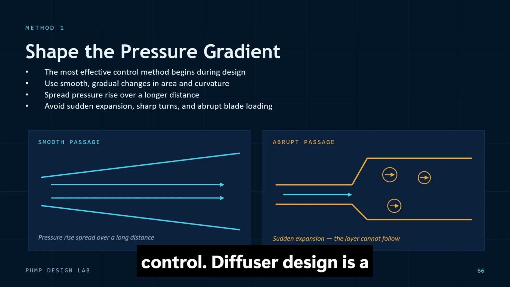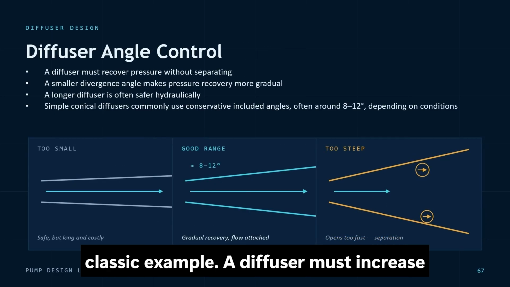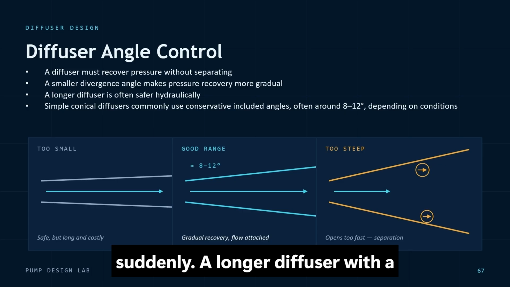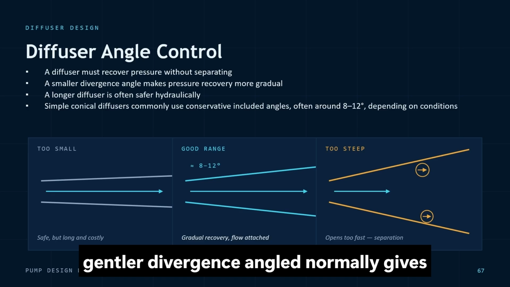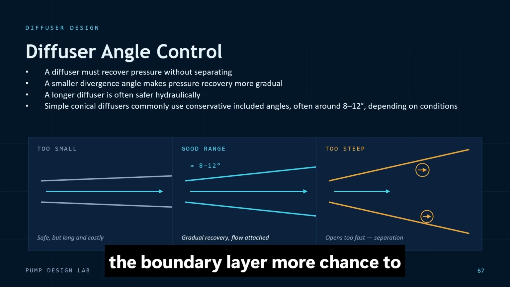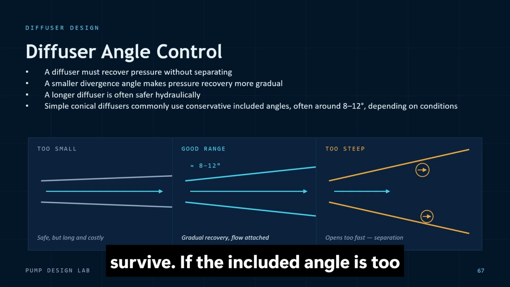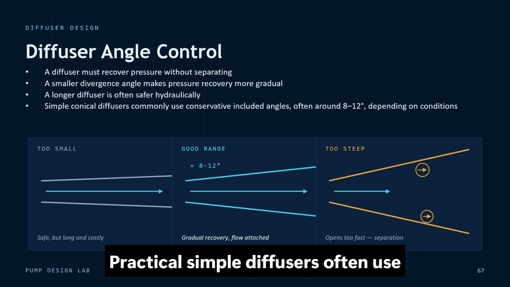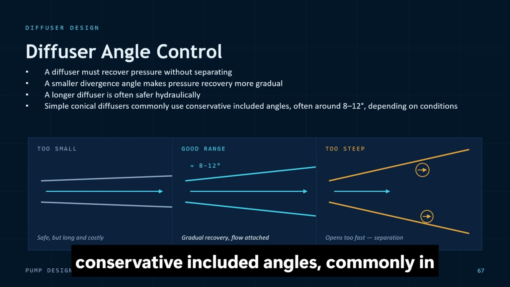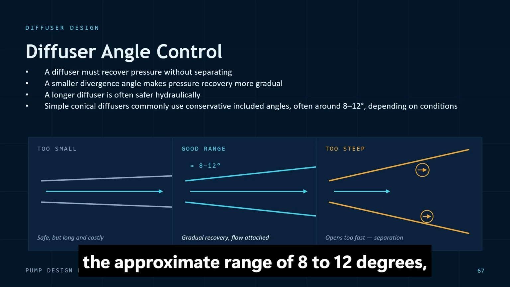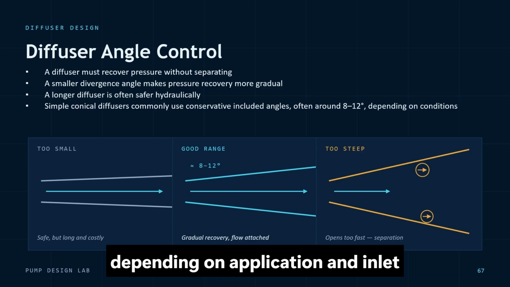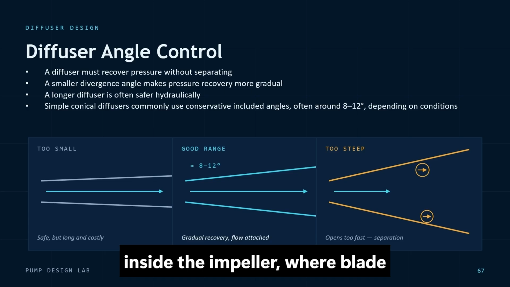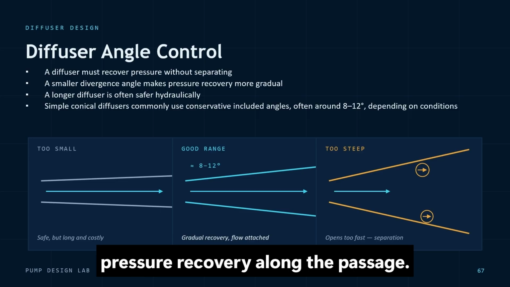Diffuser angle control. Diffuser design is a classic example. A diffuser must increase pressure, but it should not do so too suddenly. A longer diffuser with a gentler divergence angle normally gives the boundary layer more chance to survive. If the included angle is too large, separation becomes likely. Practical simple diffusers often use conservative included angles, commonly in the approximate range of 8 to 12 degrees, depending on application and inlet conditions. The same philosophy applies inside the impeller, where blade curvature and loading determine the pressure recovery along the passage.